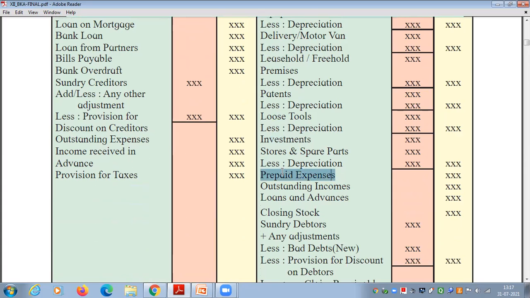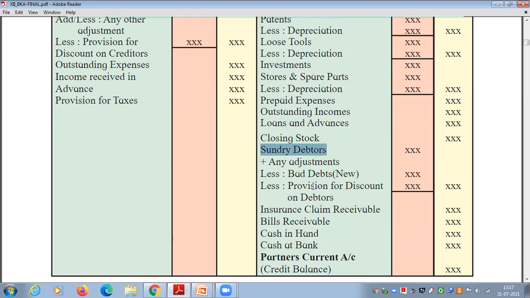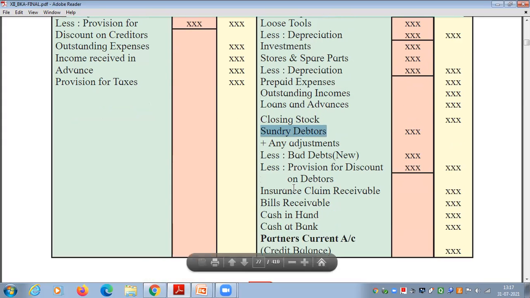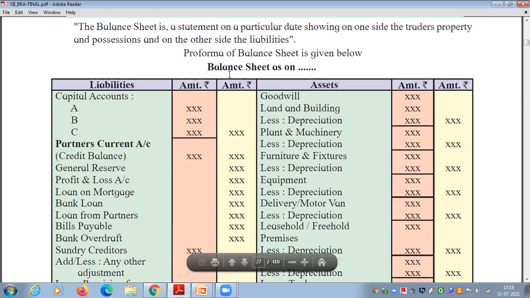Prepaid expenses. Up to here it was fixed asset, now the current asset. Prepaid expenses, outstanding income, loans and advances, closing stock, debtors, insurance claim receivable, bills receivable, cash in hand, and cash at bank. So it's a simple format of balance sheet.